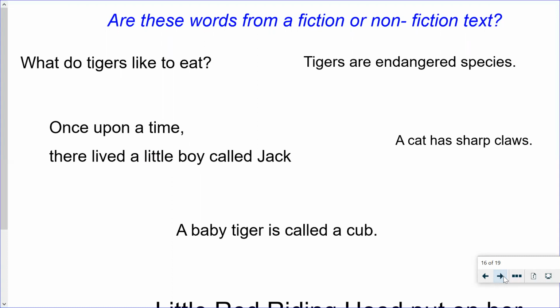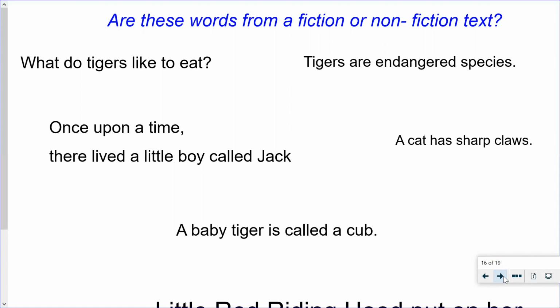Once upon a time, there lived a little boy called Jack. Is it fiction or non-fiction? You're right, it's a fiction text. Well done, it's from the story Jack and the Beanstalk. Tigers are endangered species. Do you think that is a fiction or a non-fiction text? Yes, it is a non-fiction text because it gives us some information about tigers.